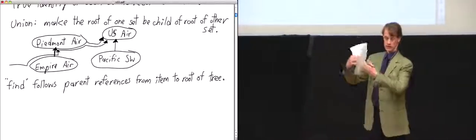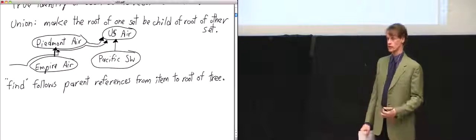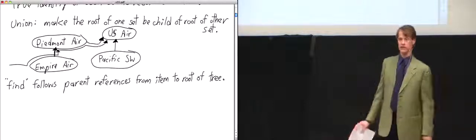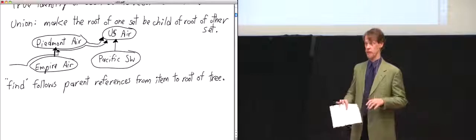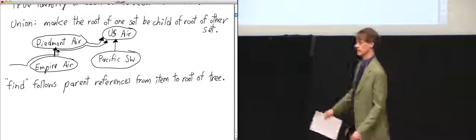So if you get a tree that's really deep, that's bad, because that means your find operations will be really slow. Our goal now is going to be to keep our trees as shallow as possible so that find operations are fast. Yes?